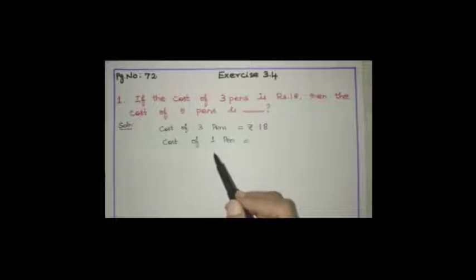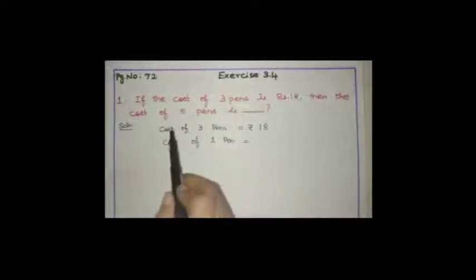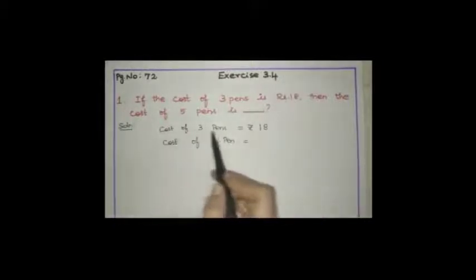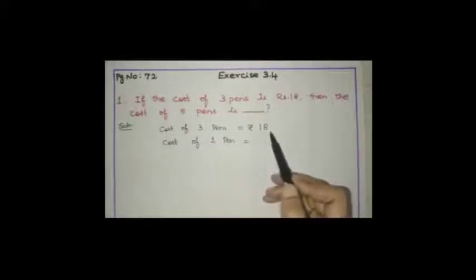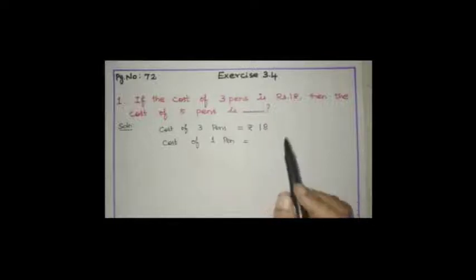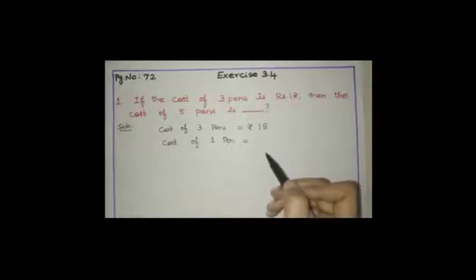Now tell me the steps involved in the unitary method. First you have to write the mathematical statement. So I am writing the given statement. Cost of 3 pens is 18 rupees. So I am writing cost of 3 pens is equal to rupees 18. In the next step, you have to find the cost of 1 unit using division. Yes, very good. You have to find the cost of 1 pen using division.